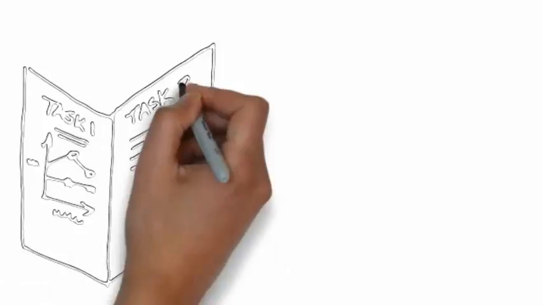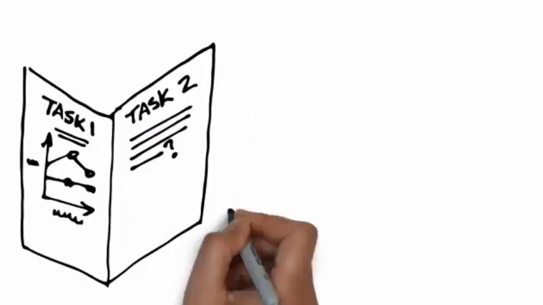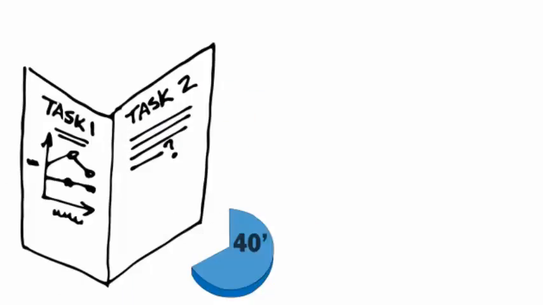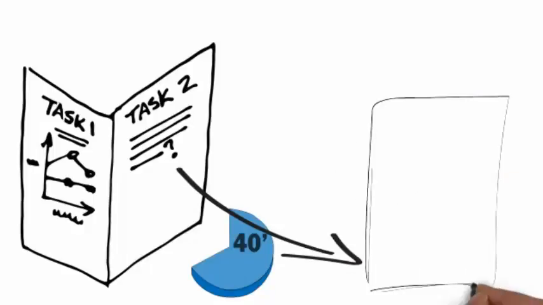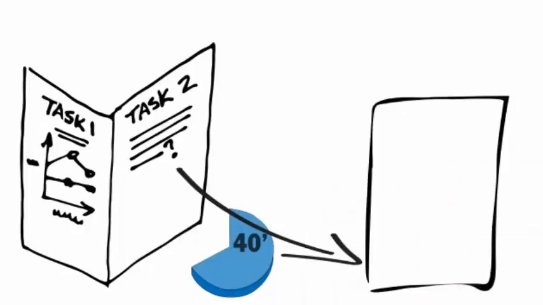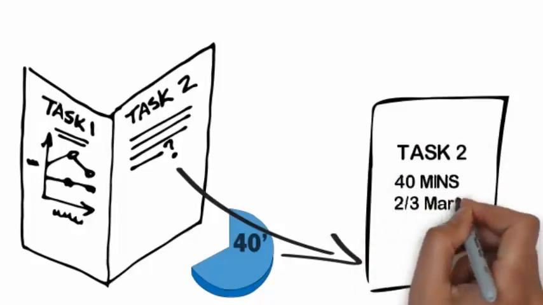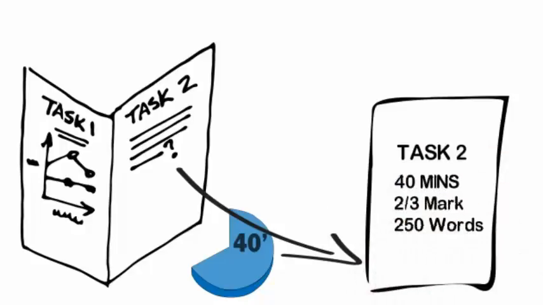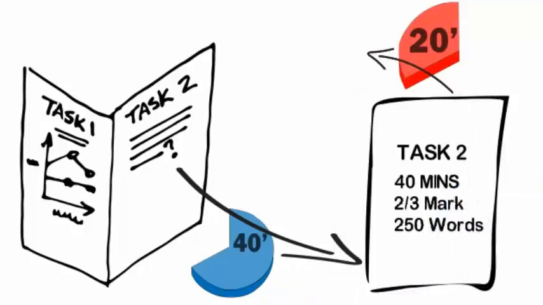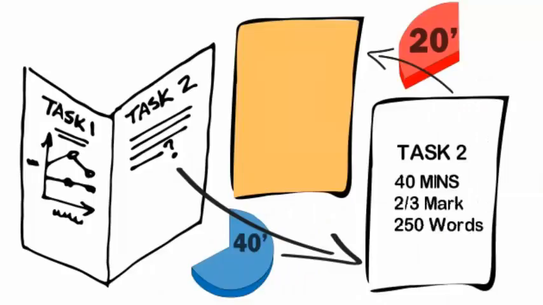First of all, let's think about task 2, because this is the most important task. You have 40 minutes to complete this, so you should do it first, even though in the test it will look like starting with task 1 makes more sense. Don't do that, switch to task 2. It's more important, it's worth 2/3 of your mark, it's 250 words. And then you can switch across, in the last 20 minutes, to do your task 1.